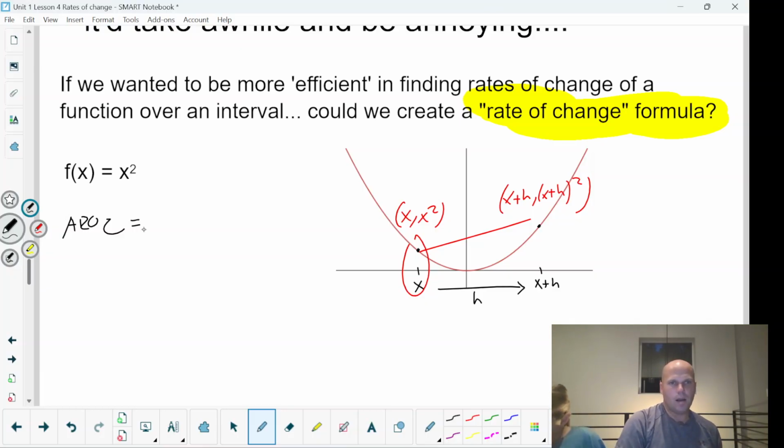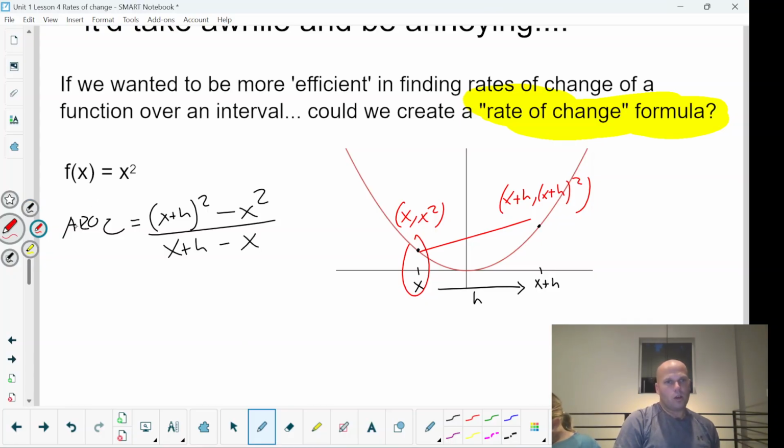So I would, however, be using these x's and these h's. And I got y2 minus y1 over x2 minus x1. Oh, well, here's a formula. I just created it, but I know I can simplify it. Cool, the x's go away, and this would be the average rate of change of x squared from x to a point h distance away from x.